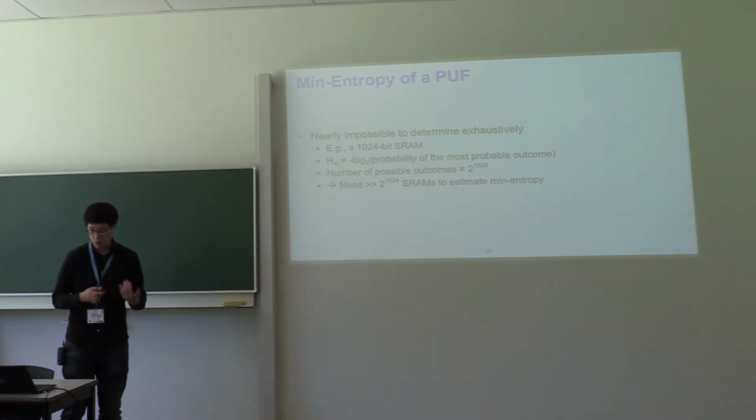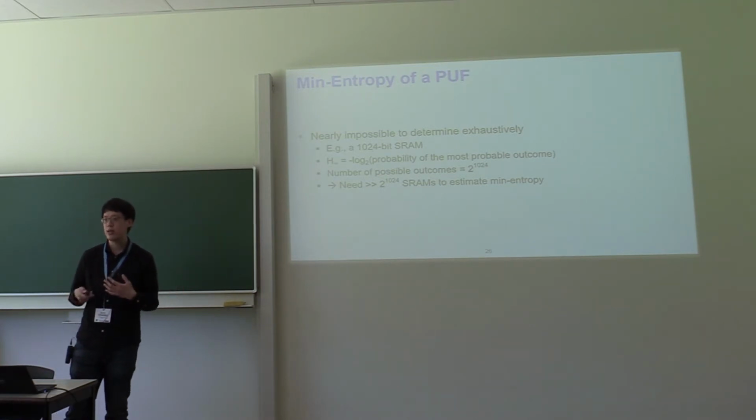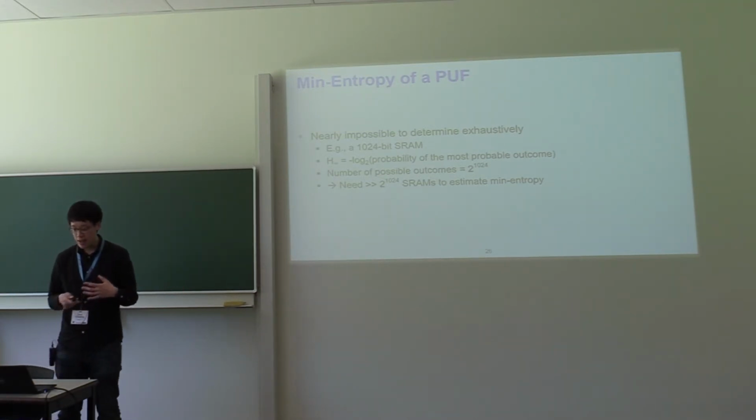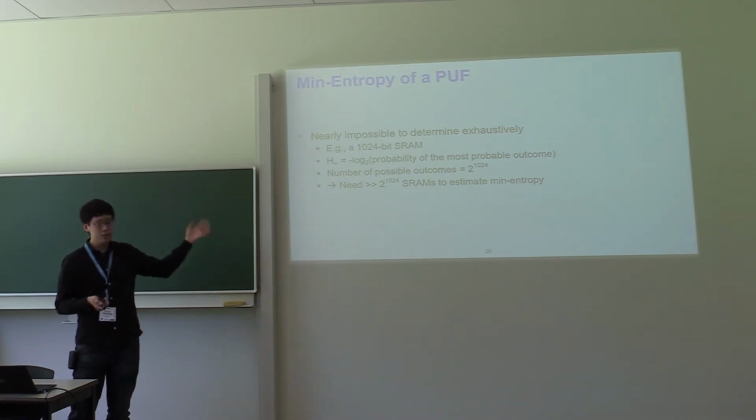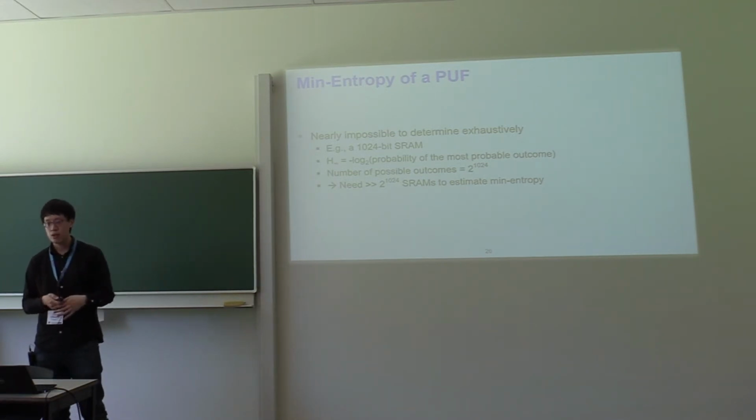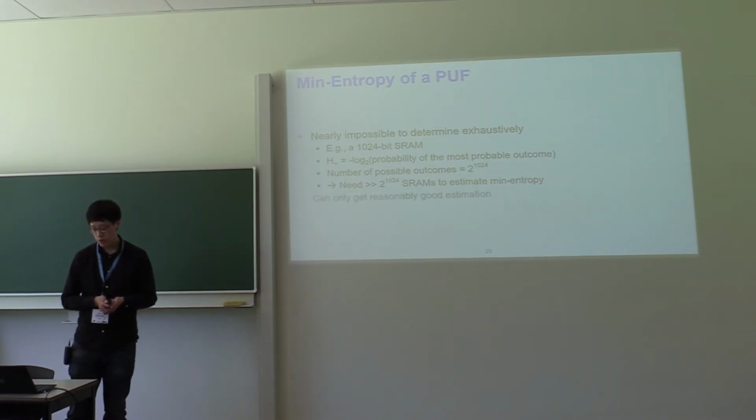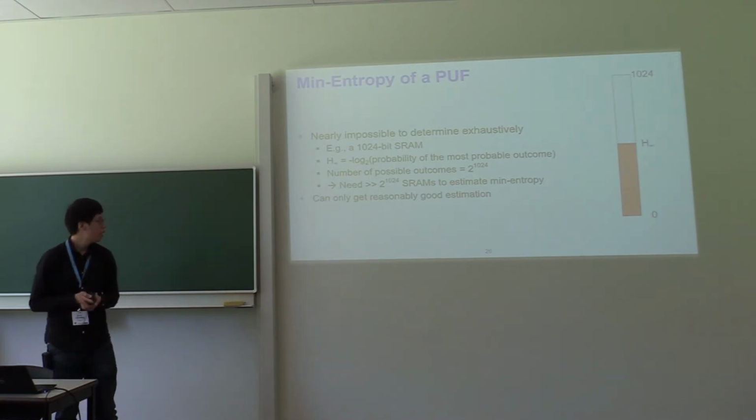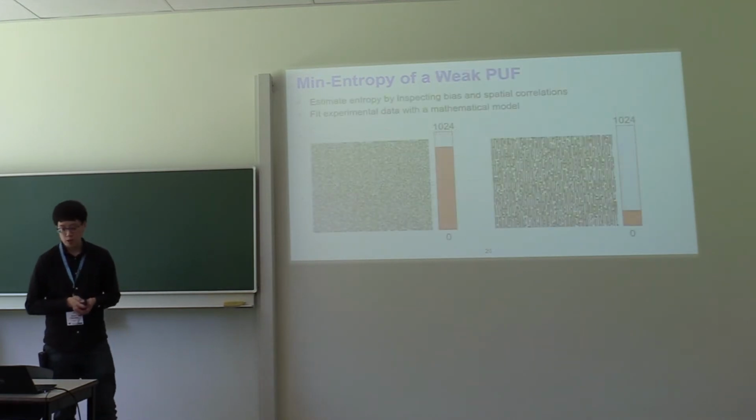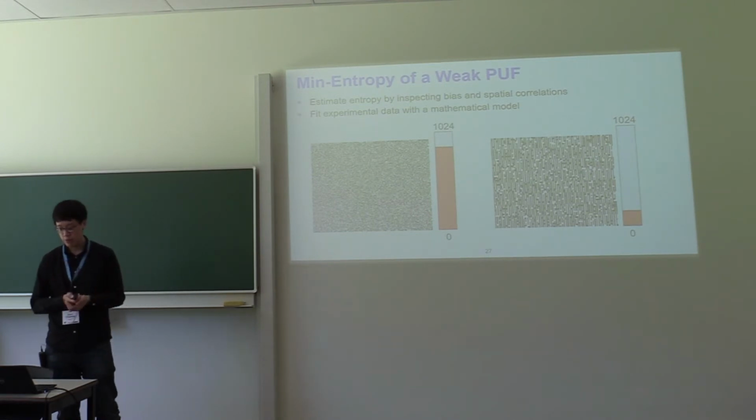The problem is that you cannot exhaustively estimate the PUF entropy, because you would have to implement an enormous number of PUFs in order to do the statistics to prove how much min-entropy you have. So typically you can only do some estimation from a limited number of outcomes. For example, you can estimate the min-entropy by looking at the resulting data of a single PUF.